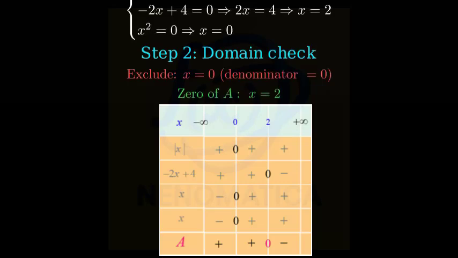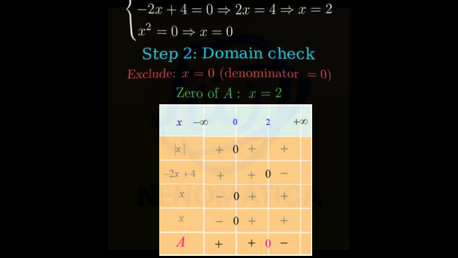Final answer. The sign of A is positive on the intervals from negative infinity to 0 and from 0 to 2. The function is 0 at x equals 2. It is negative on the interval from 2 to infinity, and it is undefined at x equals 0.